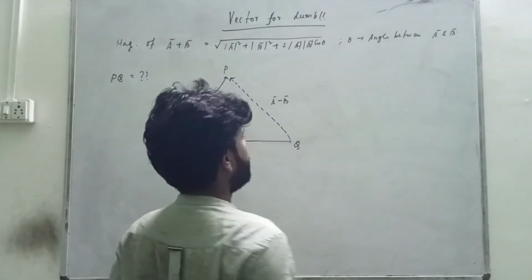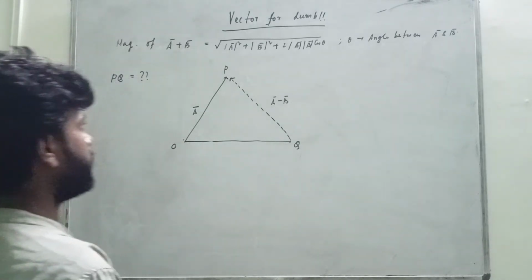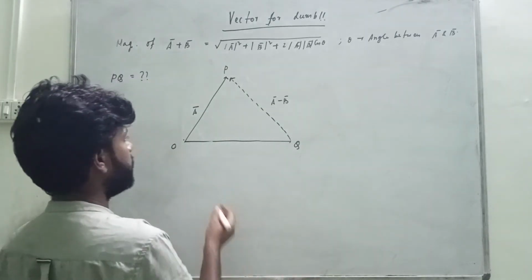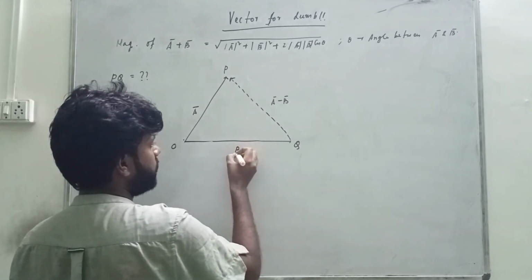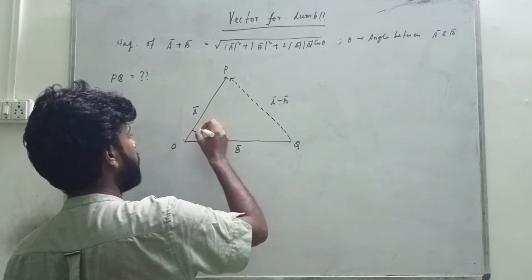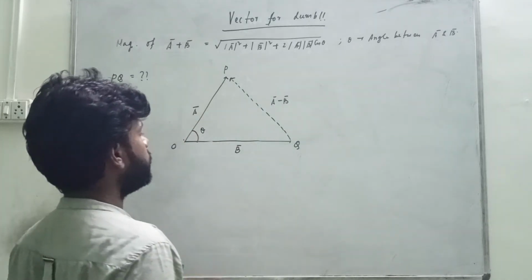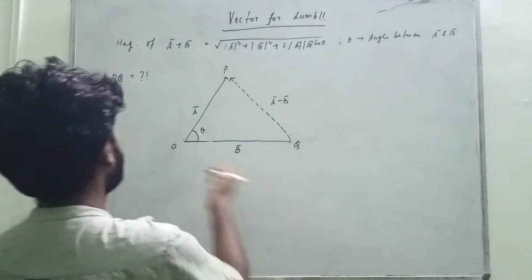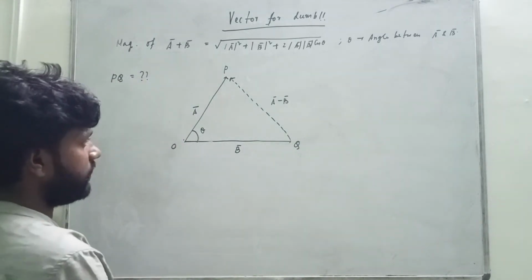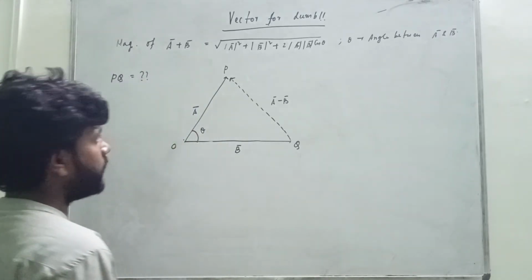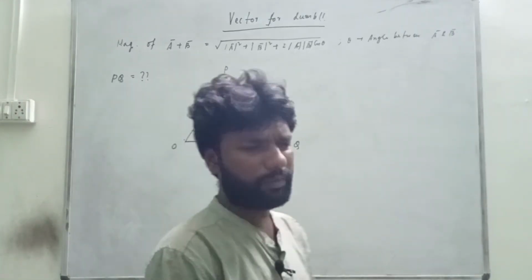The length, I mean the magnitude of the subtraction of vectors, the length of PQ. This is a very simple thing. It's A and B, right? So if the angle between A and B is theta, then what will be the magnitude of A minus B? I mean the PQ. It is our task to calculate the length of PQ.